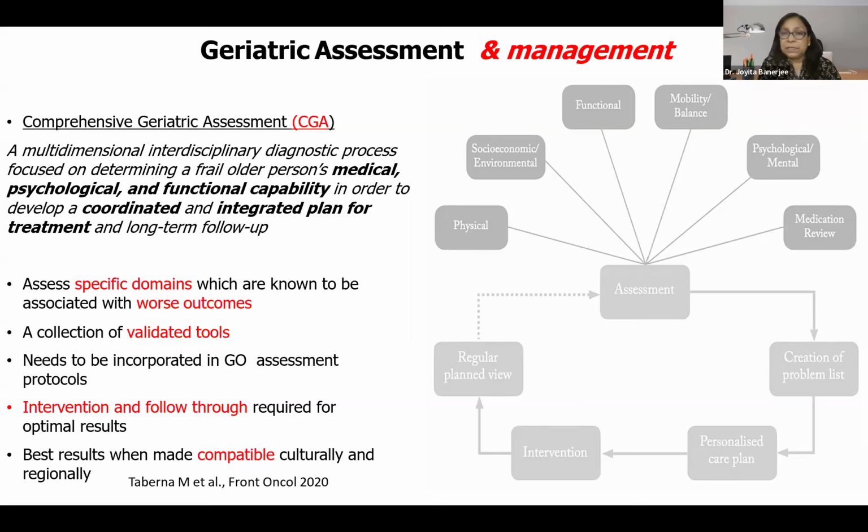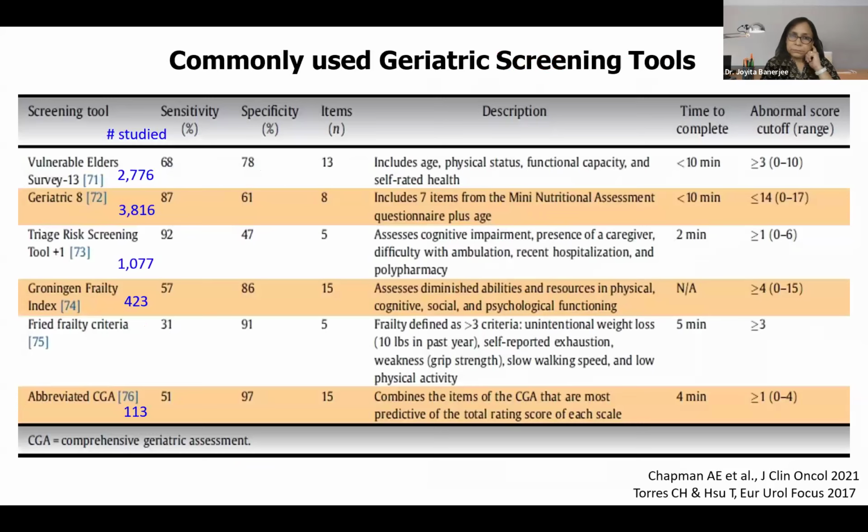On the right-hand side, you can see that the assessments can be physical, socioeconomic, or environmental, functional, mobility, balance, psychological, medication review, all these issues, which are very important in an older adult. After these assessments are done, there should be a creation of a problem list, and a personalized care plan has to be made. Interventions have to be done, and regular follow-ups should be done. Only then can we call it a comprehensive geriatric assessment.